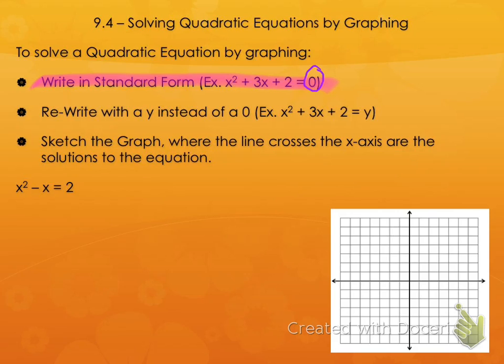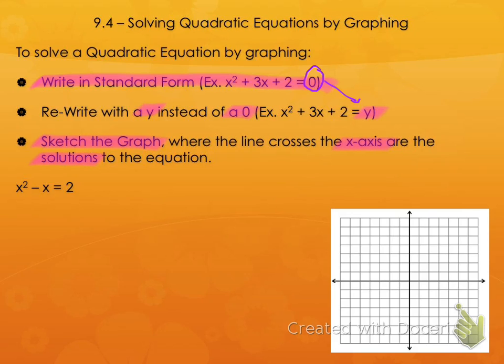After I get it in standard form, moving everything over to one side, I'm going to rewrite it with a y instead of a 0. So instead of having that 0 on the other side, I'm going to replace it with a y. Then I'm going to sketch the graph, and wherever my line crosses my x-axis is going to be my solutions to the equation.